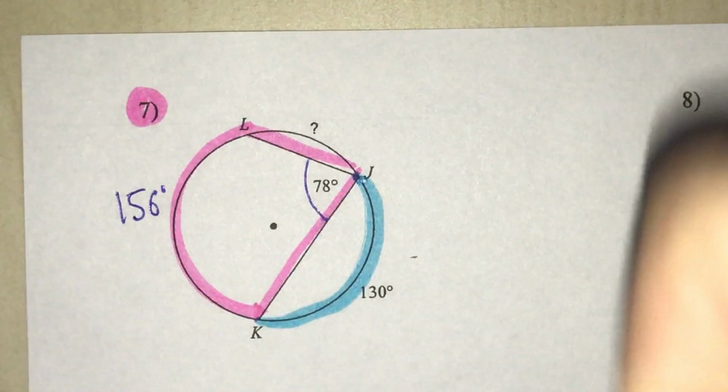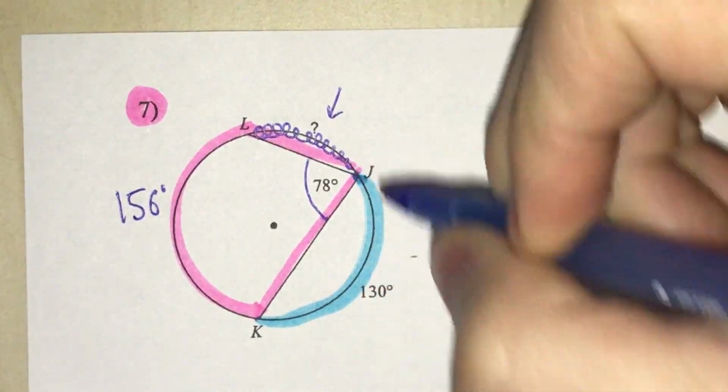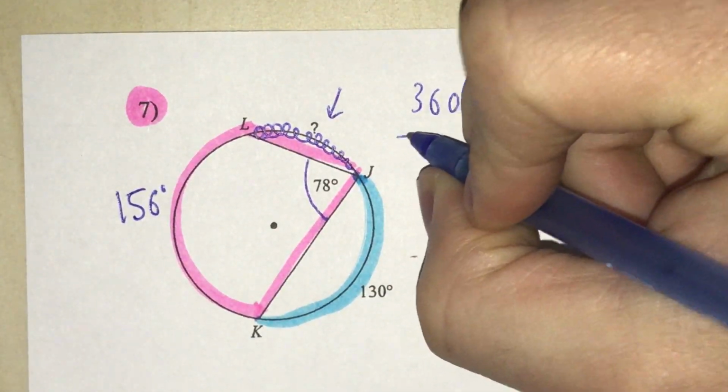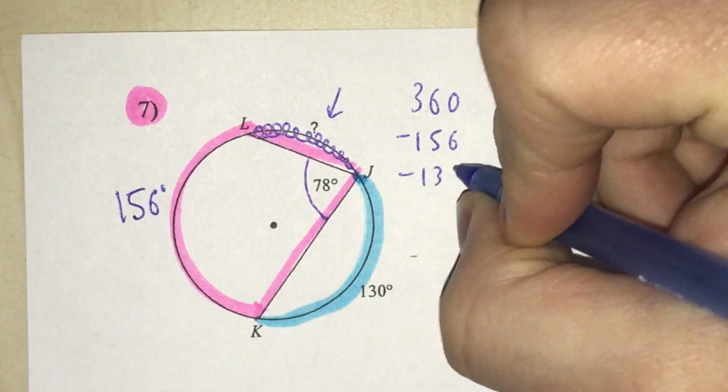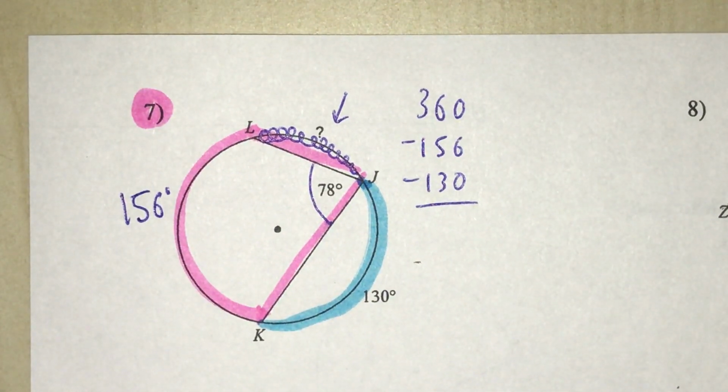Okay? So to find the only piece left, which is this, circles 360. 360 minus 156 minus 130 will end up giving you the answer. And again, you guys hopefully have a calculator. You guys could get that done, and life is good. Okay? So that is for you. All right? I'll leave that for a second.